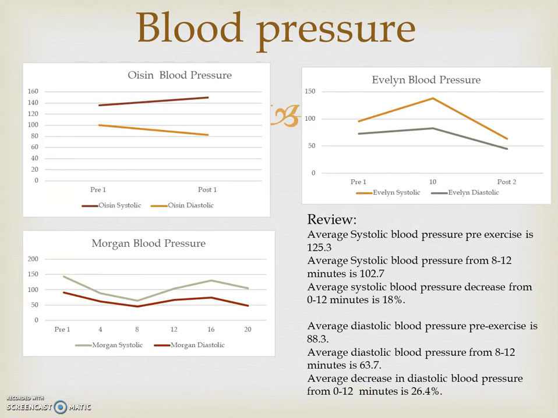Blood pressure review. The average systolic blood pressure pre-exercise was 125.3. The average systolic blood pressure from 8 to 12 minutes is 102.7. The average systolic blood pressure decrease from 0 to 12 minutes is 18. The average diastolic blood pressure pre-exercise is 88.3. The average diastolic blood pressure from 8 to 12 minutes is 63.7. The average decrease in diastolic blood pressure from 0 to 12 minutes is 26.4.